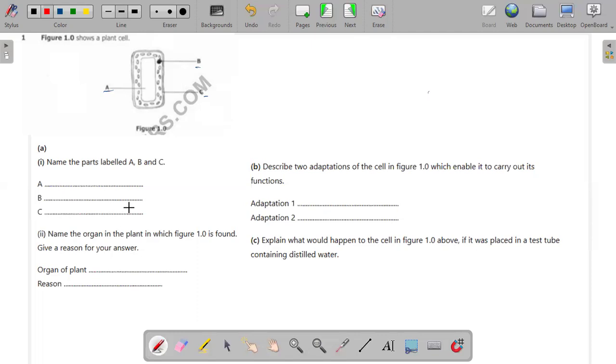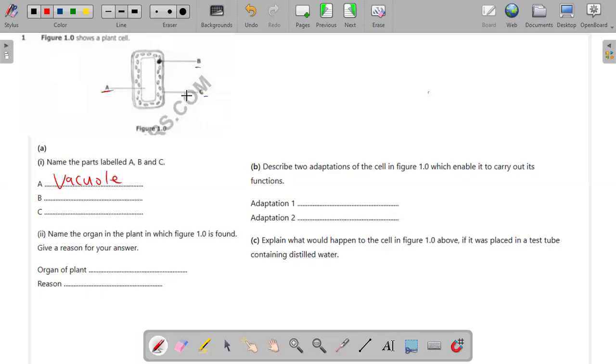The question A here says, name the parts labeled A, B, and C. So A here is this big part here. And from what we just learned, the biggest part of the plant cell, or structure, was the vacuole. So this here is going to be the vacuole. So you write vacuole there.